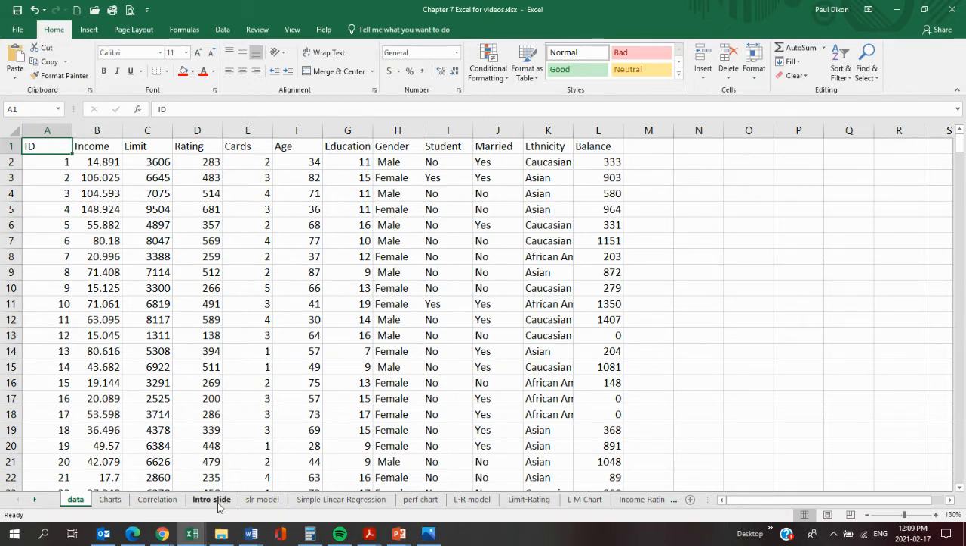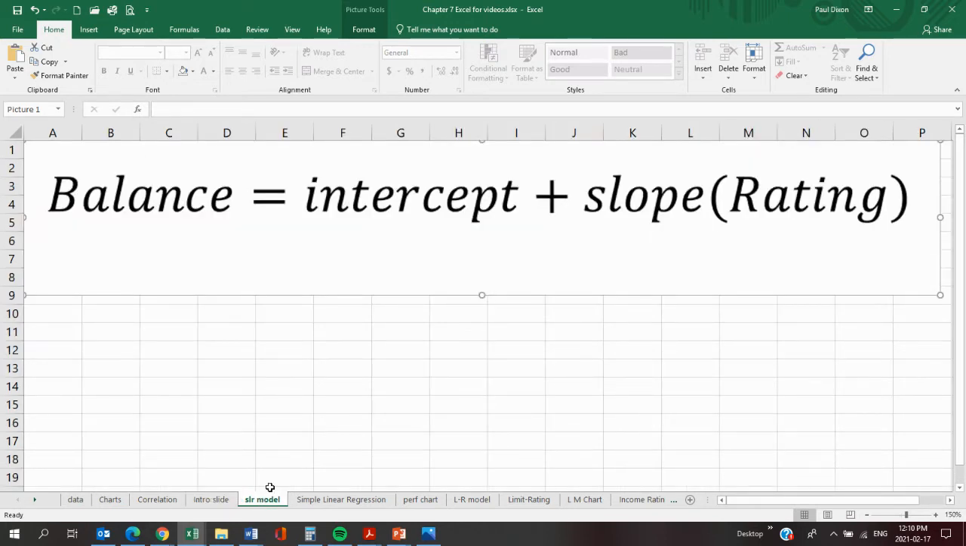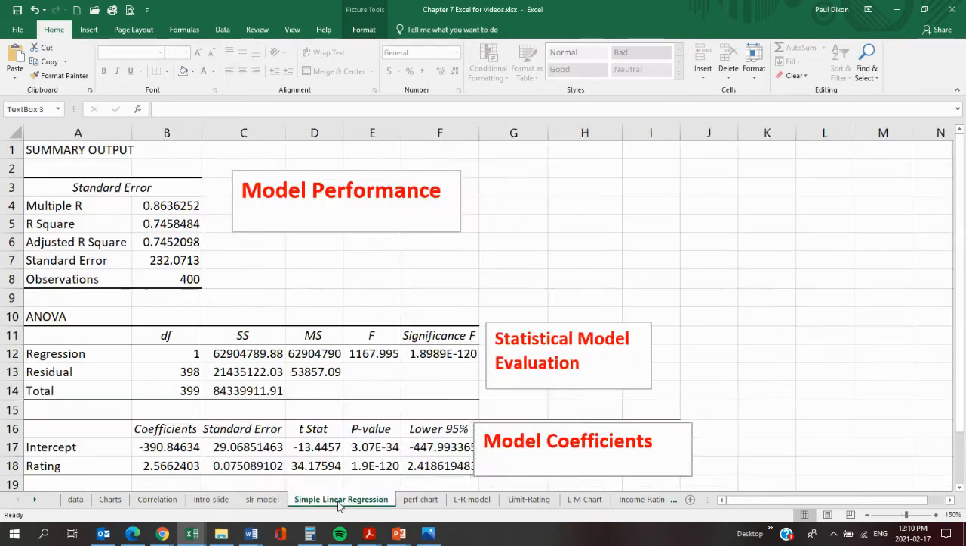Where we started was with a very simple model, where we took the variable that seemed to have the strongest pattern between the characteristics of the customer and their balance, and we built a very simple model using simple linear regression. We got this as the output, the output using regression, and we'll be going into Excel to look at how it's doing this when we get to the next stage.